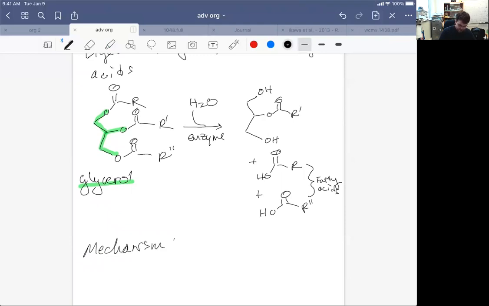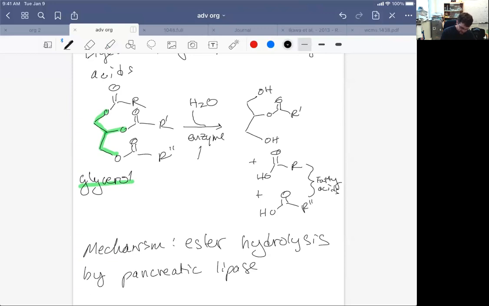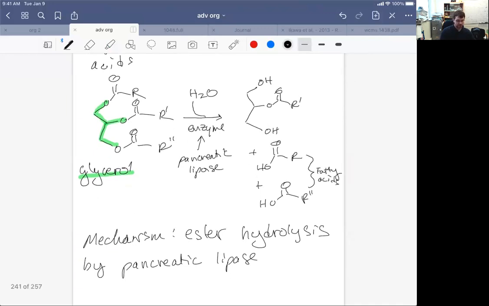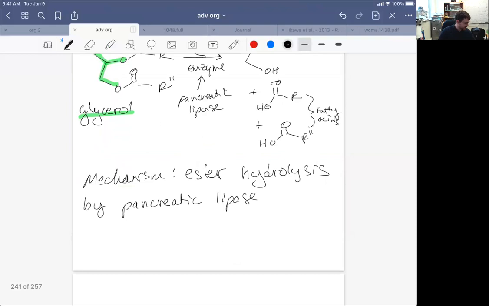ester hydrolysis by the enzyme that does this, which is pancreatic lipase. And this pancreatic lipase is the same enzyme that hydrolyzes the esters to make the monoacylglyceride for transport of fatty acids, and ultimately the glycerol backbone too.